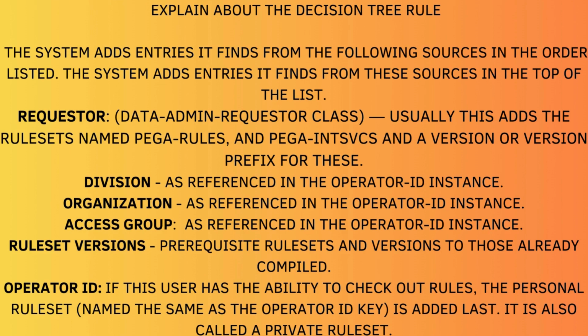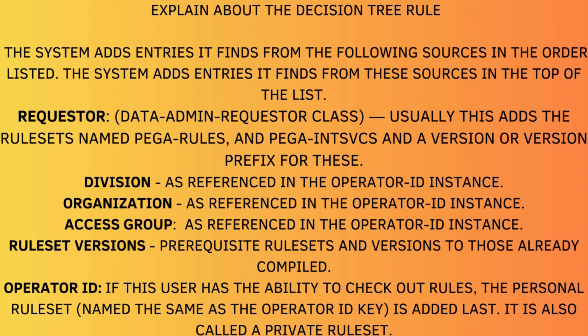Explain about the decision tree rule. The system adds entries it finds from the following sources in the order listed. The system adds entries it finds from these sources in the top of the list. Requester, Data Admin Requester class, usually this adds the rule sets named Pega rules and Pega int SVCs, and a version or version prefix for these.